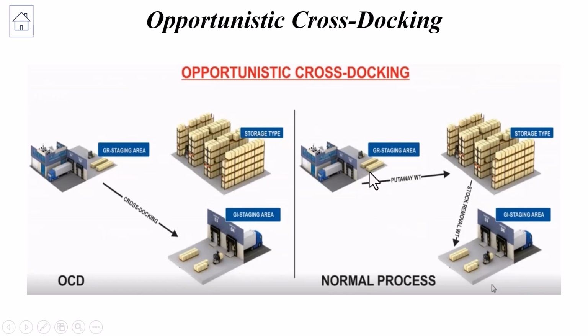Now in the normal process, we have to put away these products to the final storage type where the products are stored. Whenever a customer places an order, we just have to pick those products, stage the products here, and load these products into the trucks. So this is the normal process. For example, the same product which our customer ordered is received in the GR zone. We didn't even go through the put away process. Now they are in the GR zone.